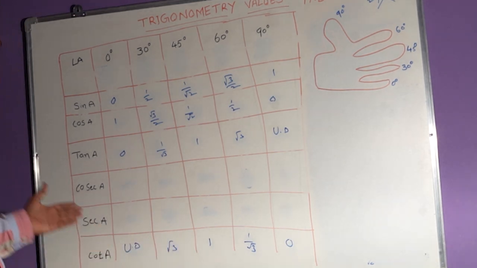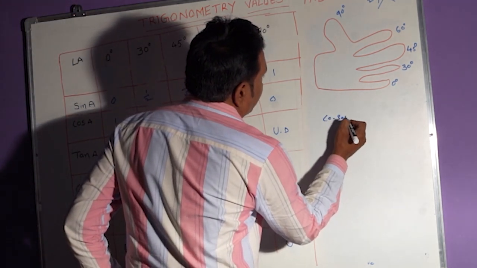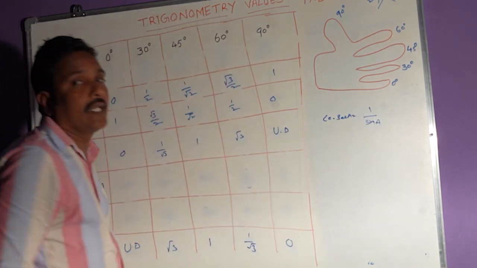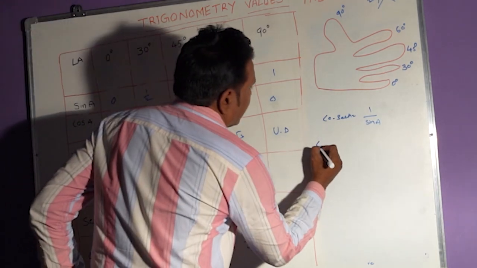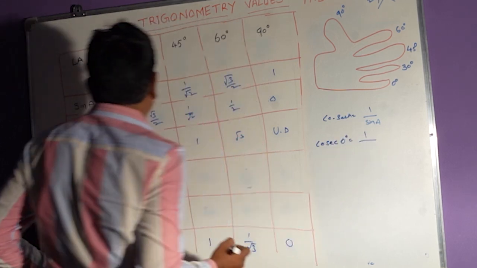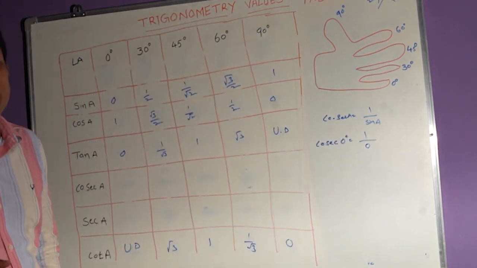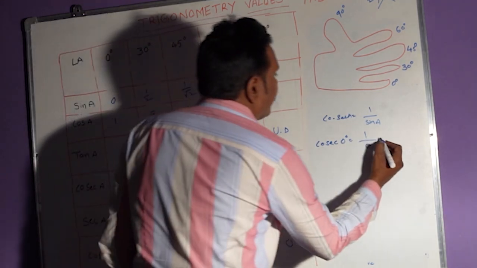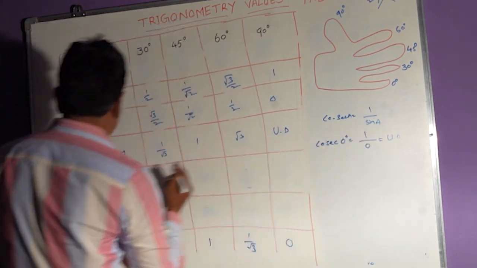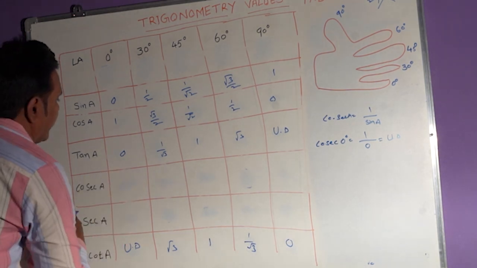Okay. Next, cosec values. Cosec A is equal to 1 by sine A. Then cosec 0 degree is equal to 1 by sine 0 degree, 0. In the denominator place 0 is there, so that value is undefinable. Cosec 0 degree value is undefinable.